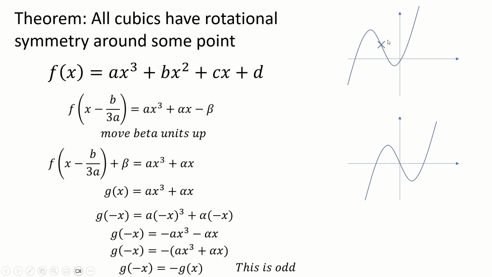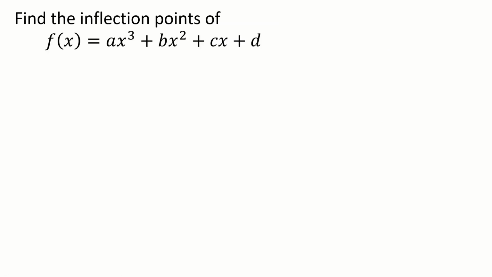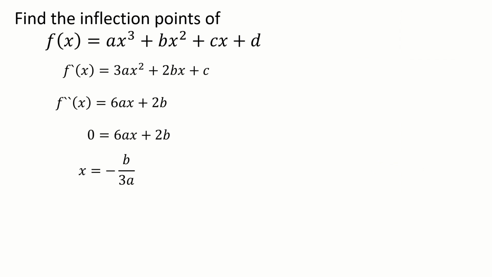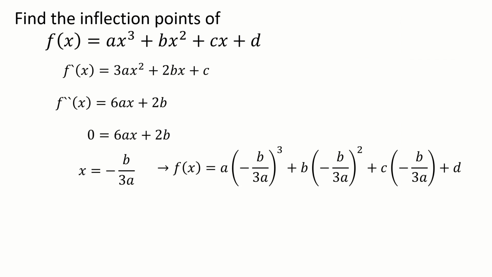Which means, of course, that the original function had rotational symmetry around the point that you had the movement from. If you moved it back again, the point where 0, 0 would go to is the point where the rotational symmetry is. And that's kind of interesting, but it's more interesting when you think about the inflection points of the same function. So if you derive and then derive again, and then set to 0, and then solve for x, you get this.